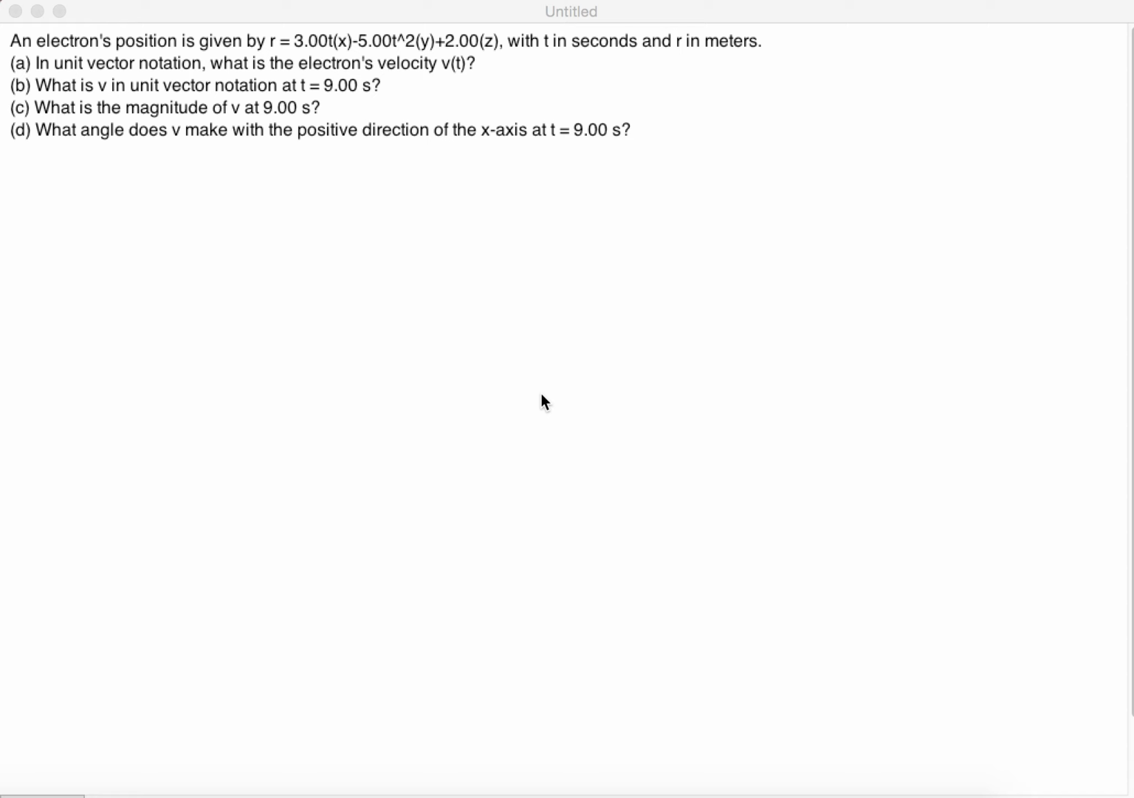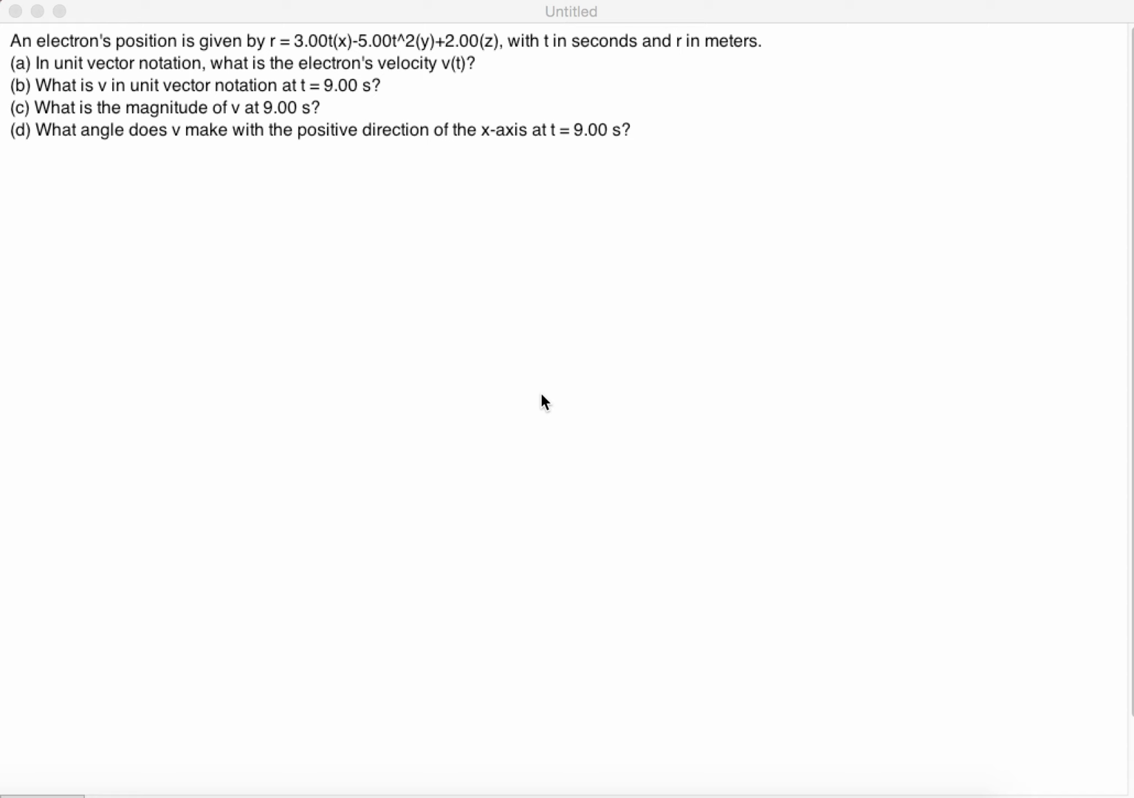Today we'll be talking about kinematics in R3, or 3 dimensions, and this problem revolves around a particle's movement, which is given by an equation, and we'll have to deduce some things about that particle. All right, so let's dive right in.